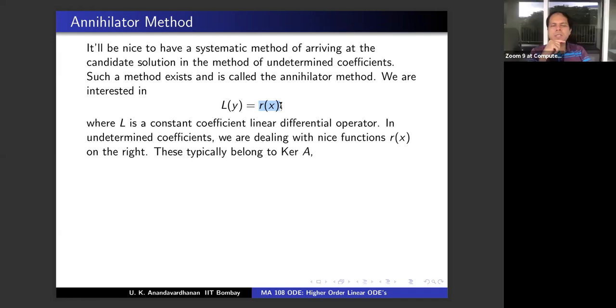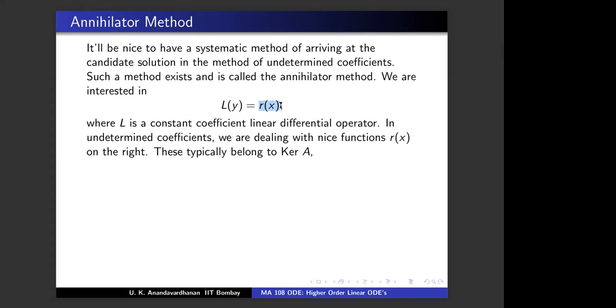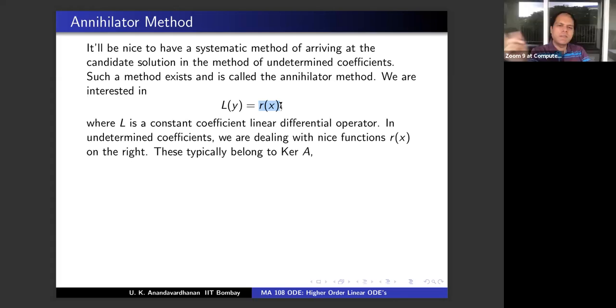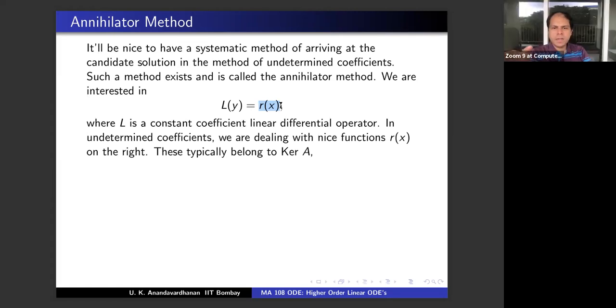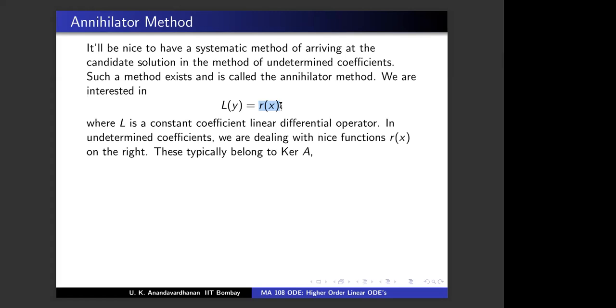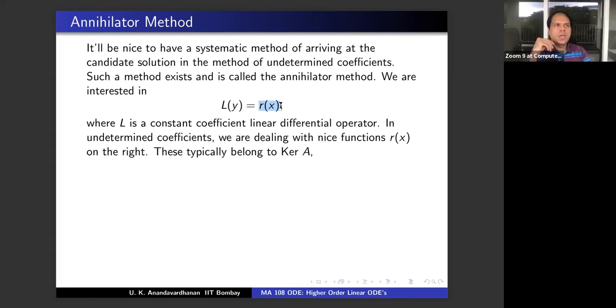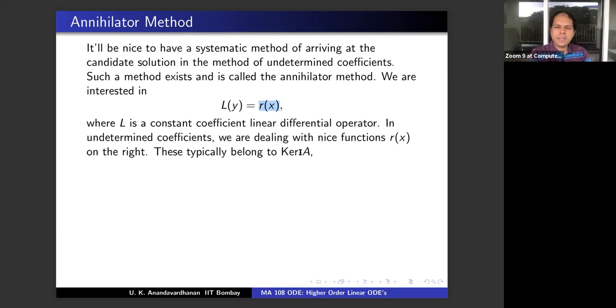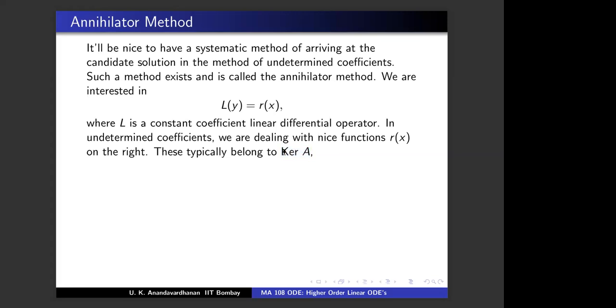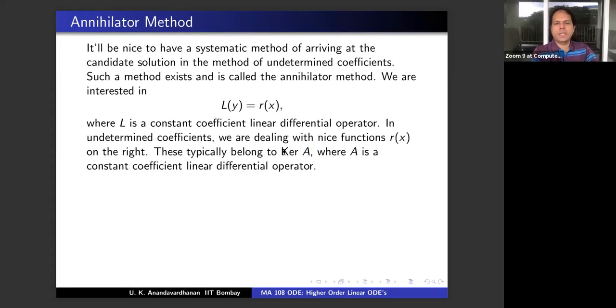So e power x will work because the moment you see e power x, you can think of a differential operator which will kill e power x. Annihilate means kill. What will kill e power x? If R(x) is e power x, then D minus 1. If e power 2x is there, D minus 2. If x e power 2x is there, then (D minus 2) whole square. So for such functions where you can easily guess an annihilator, a linear operator, undetermined coefficients will work, and we are going to explain why it works.